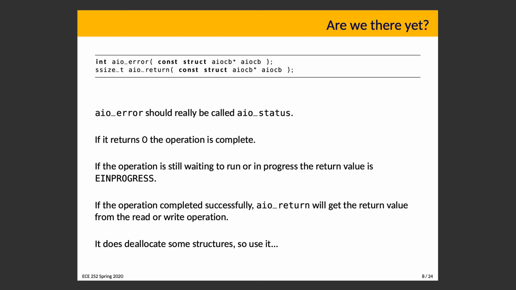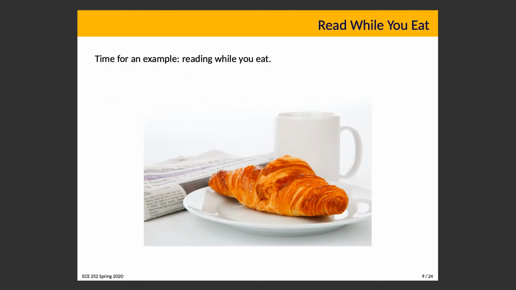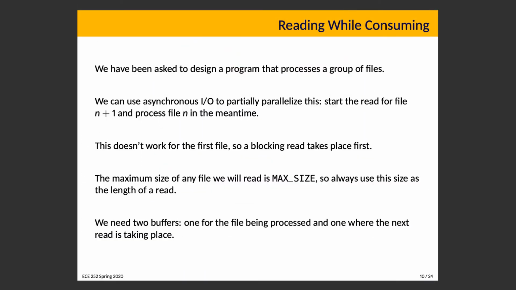Okay, so let's consider an example, and I'm going to call this example read while you eat. What do I mean by that? Well, suppose that we have been asked to design a program that processes a group of files. You could, of course, create a new thread for each file, but let's assume that we don't want to do that, and we want to do it using the AIO approach. And we could use AIO to partially parallelize this.